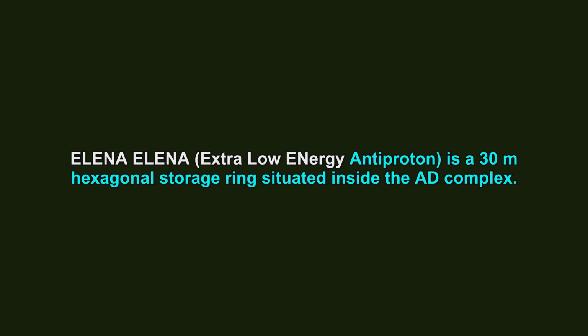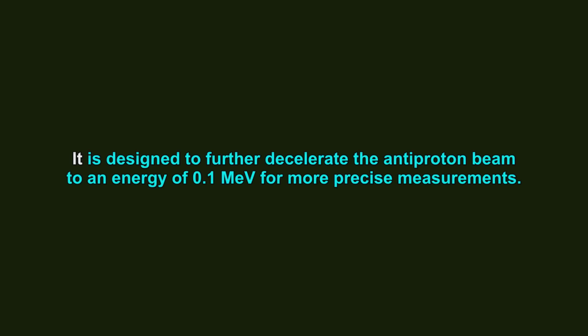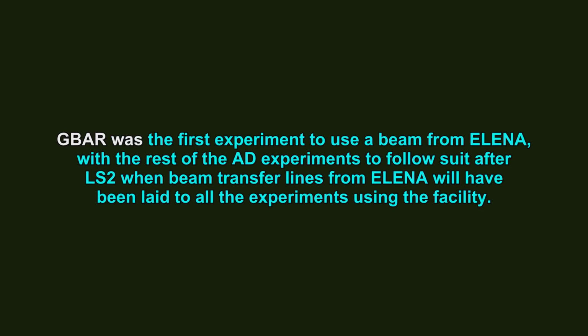ELENA, the Extra Low Energy Antiproton ring, is a hexagonal storage ring situated inside the AD complex. It is designed to further decelerate the antiproton beam to an energy of 0.1 MeV for more precise measurements. The first beam circulated in ELENA on November 18, 2016. GBAR was the first experiment to use a beam from ELENA, with the rest of the AD experiments to follow suit after LS2, when beam transfer lines from ELENA will have been laid to all the experiments using the facility.